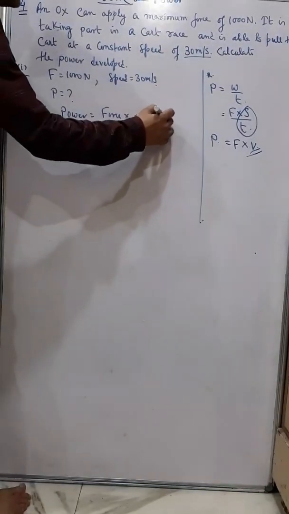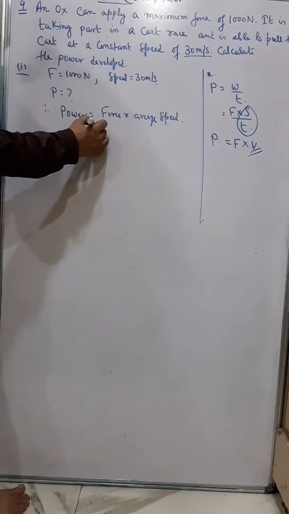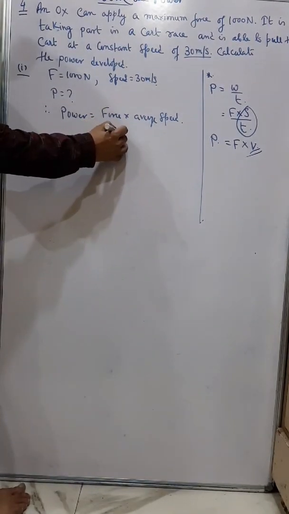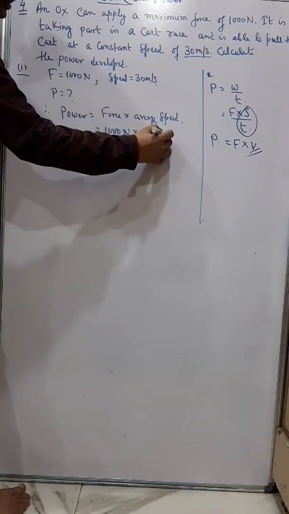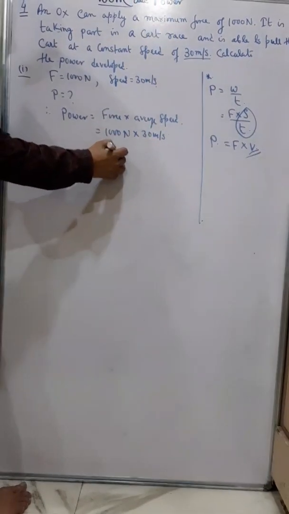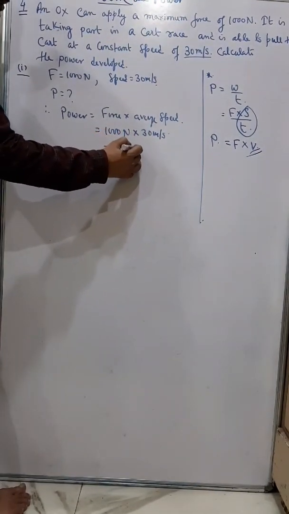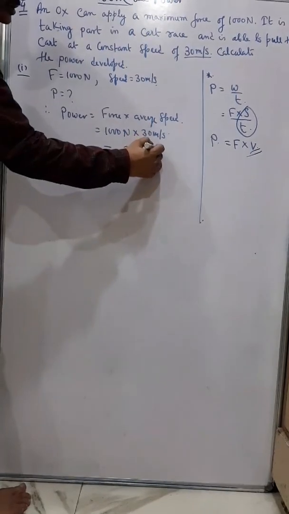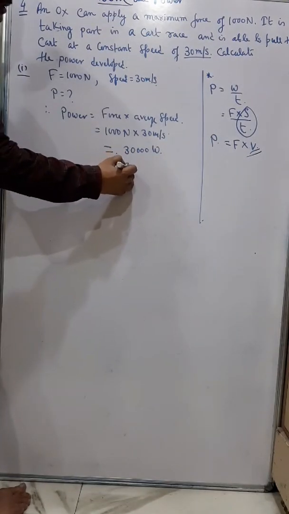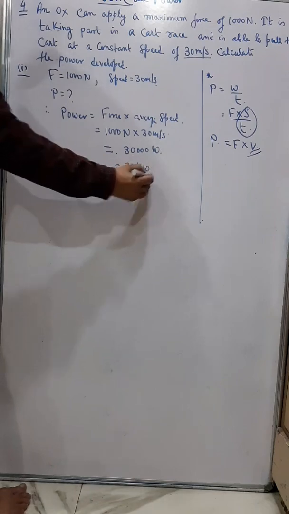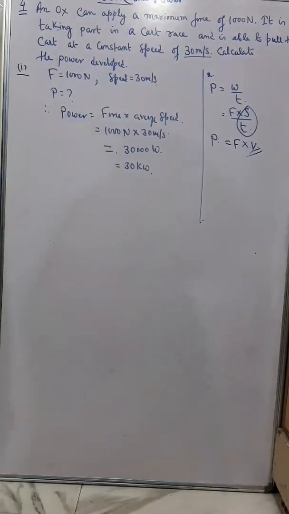So directly we can put these values here, 1000 Newton and 30 meter per second. So finally we'll get 30 and 1000 watt, so it is 30 kilowatt. Okay.